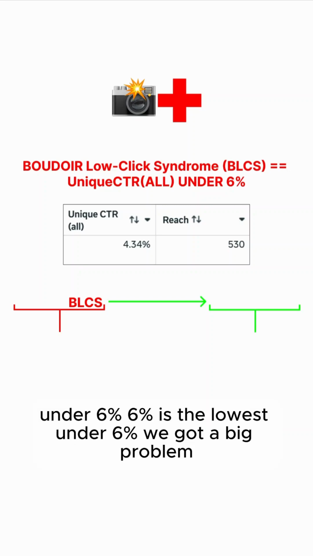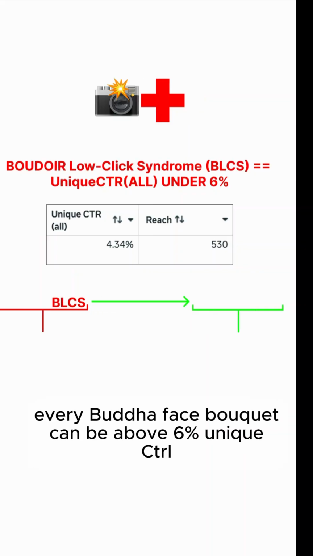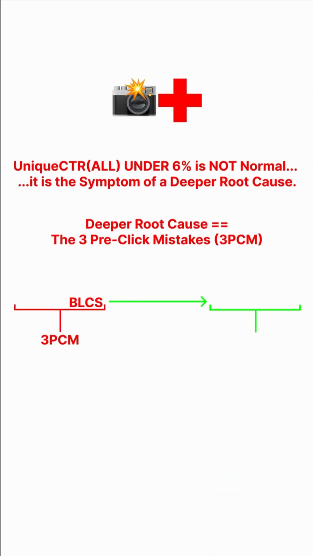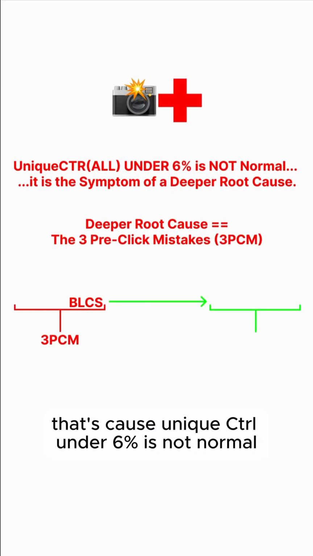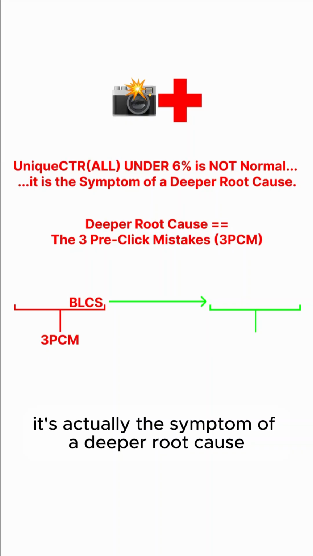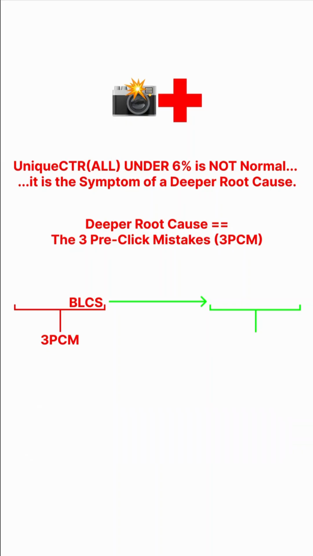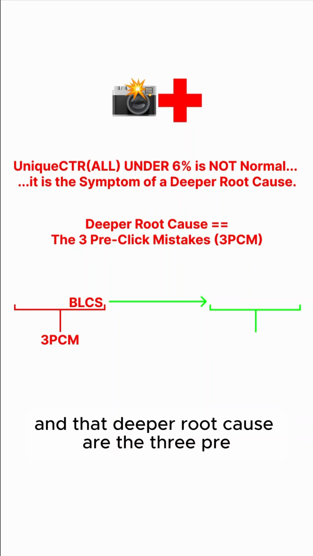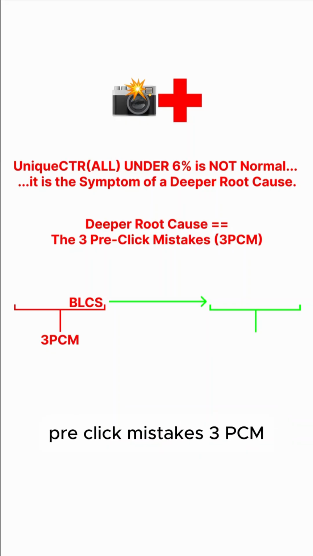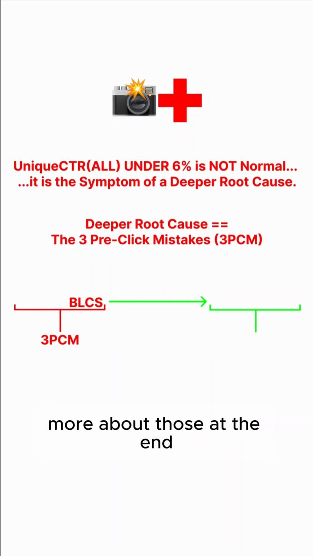Under 6%, 6% is the lowest. Under 6%, we've got a big problem. Every Boudoir Facebook ad can be above 6% unique CTR. That's because unique CTR under 6% is not normal. It's actually the symptom of a deeper root cause, and that deeper root cause is the 3 pre-click mistakes, 3 PCM. More about those at the end.